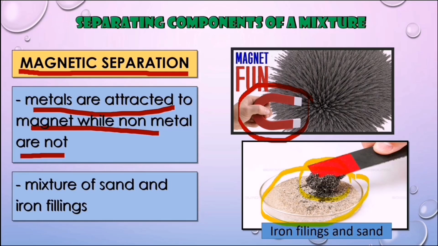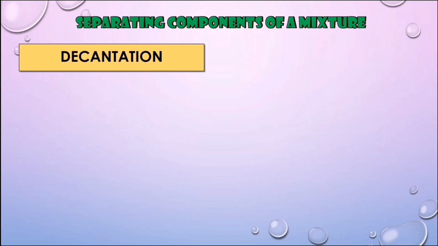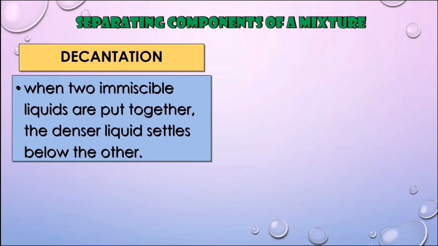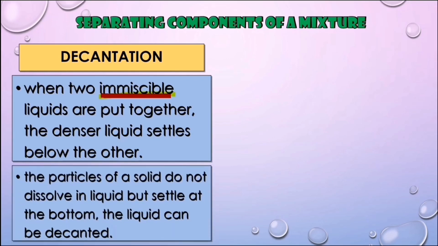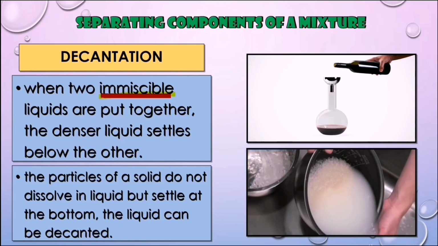Another way of separating components of a mixture is through decantation. When we say decantation, it is when two immiscible liquids are put together, the denser liquid settles below the other. When we say immiscible, it does not dissolve. For example, when you mix water and oil, does the oil dissolve in water? No. So, to separate the oil and the water, you can use decantation. Another is when you mix solid and liquid. When you mix solid and liquid, the solid settles down.